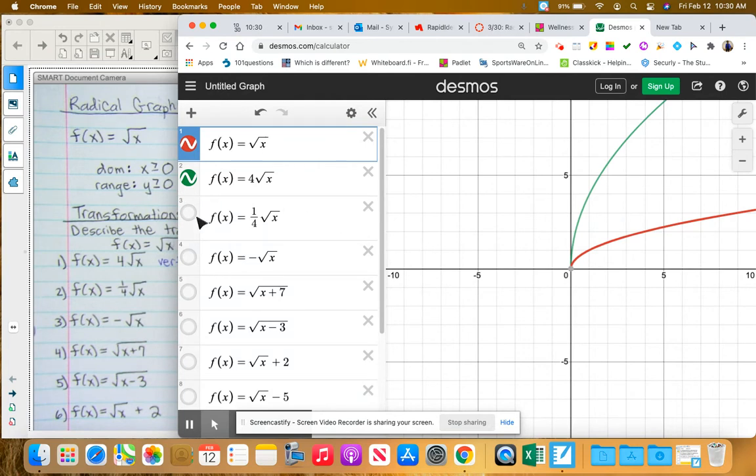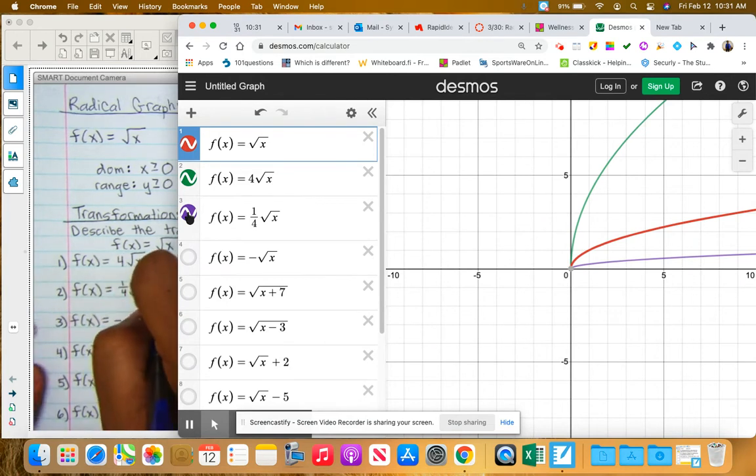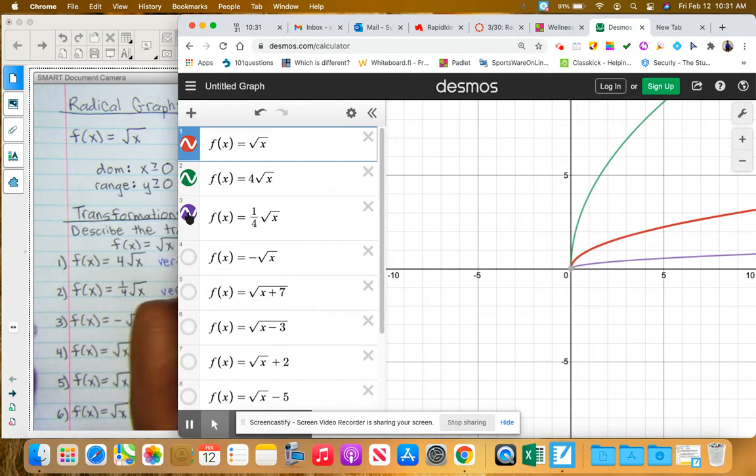So let's see what else happens. Let's see if I do 1/4 times the square root of x. Notice that one shrunk. So this one is a vertical shrink. All right, vertical shrink.